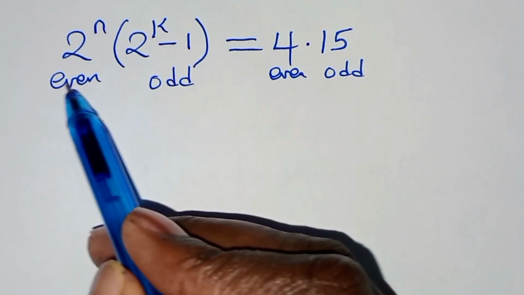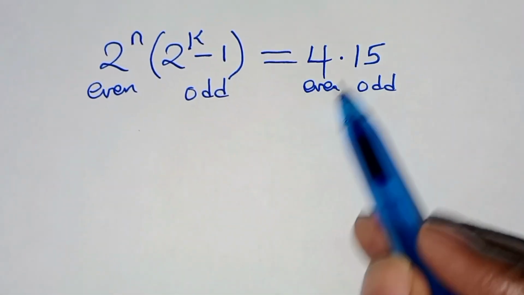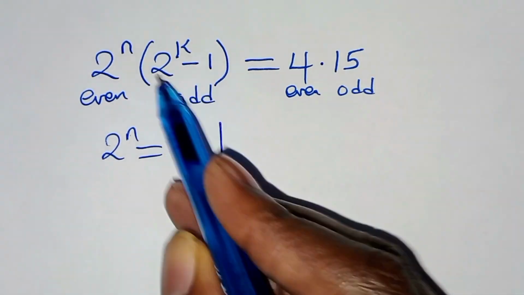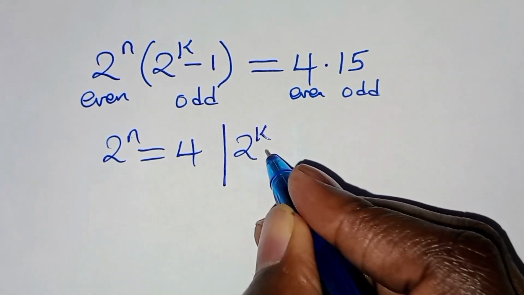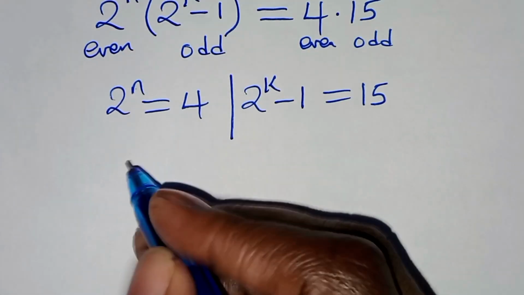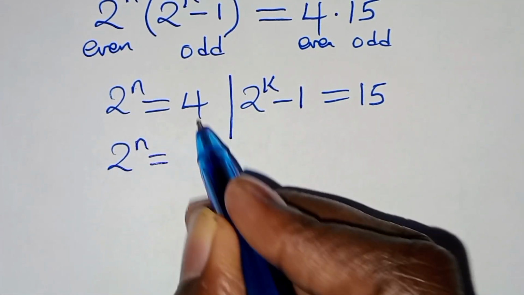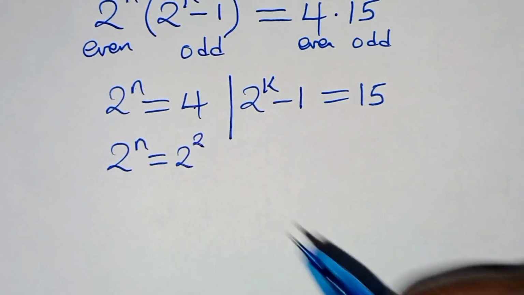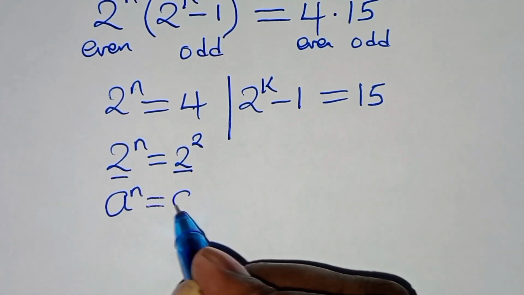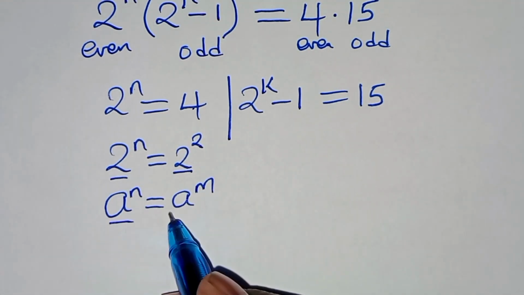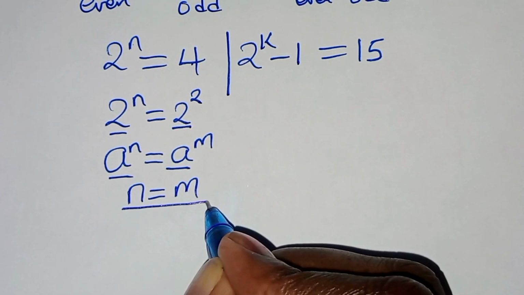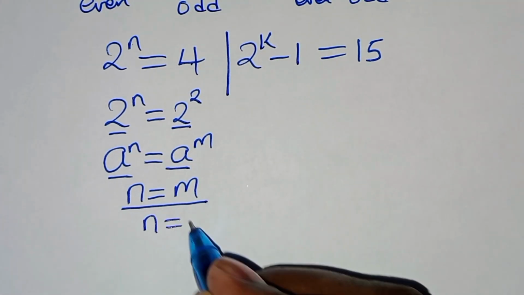Now, by comparing the even part on the left-hand side with the right-hand side, we have 2 to power n equal to 4, and 2 to power k minus 1 equal to 15. So this means that 2 to power n is equal to 4, which is 2 to power 2. And since the bases are common, that is a to power n equal to a to power m, you find that n is equal to m. So this means that n will be equal to 2.